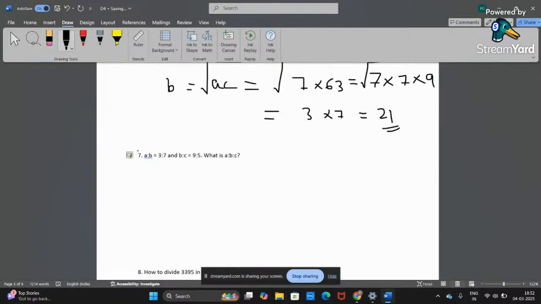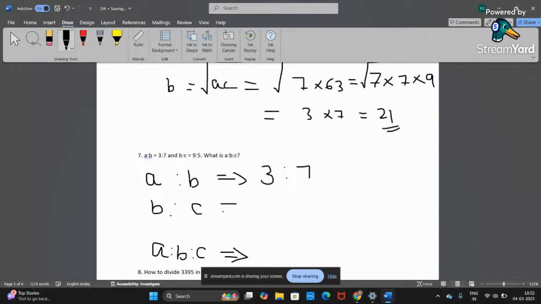Let's write it down. A is to B, B is to C. We need the answer in the form of A is to B is to C. Right, let's solve it. A is to B is 3 is to 7, right? Then B is to C is 9 is to 5. Here for A and C we have one value, but for B we have two values. So what you have to do to find the answer?